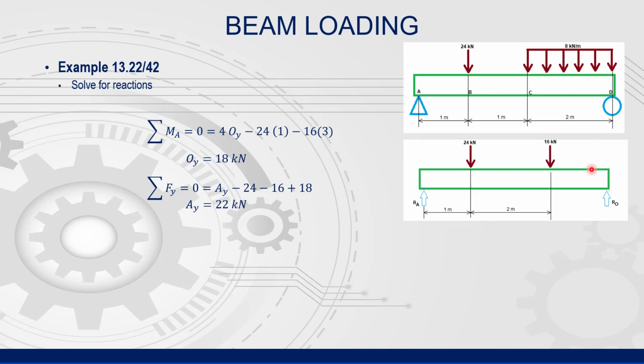We have two sets of loads on this beam. One is a concentrated load. The other is a distributed load. We can conceptualize the distributed load as a concentrated load when we create our equilibrium equations. However, we must revert to a distributed load for the shear and moment diagrams. Note the equilibrium equations shown here. We find that we have a reaction of 22 kilonewtons at the pin support and 18 kilonewtons at the rolling support.